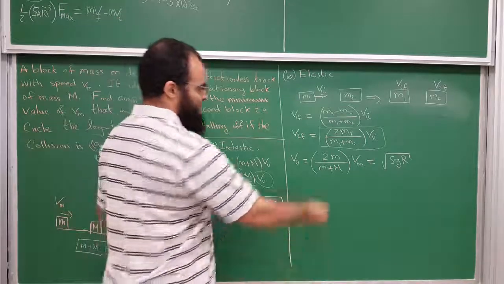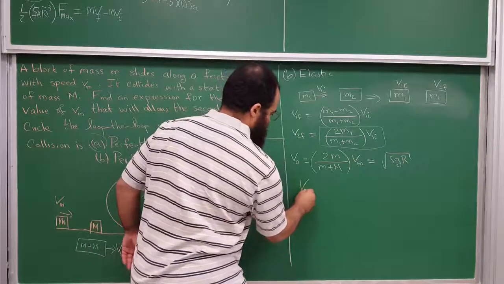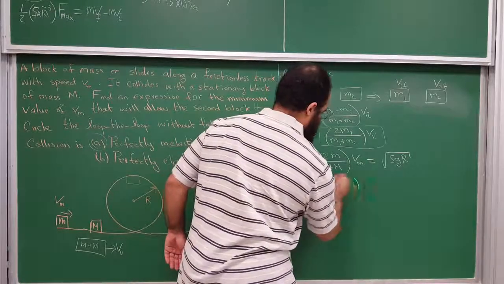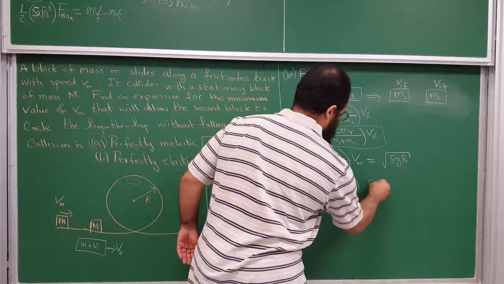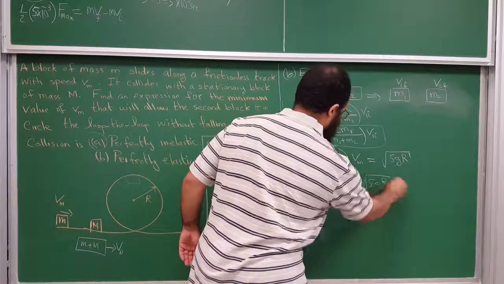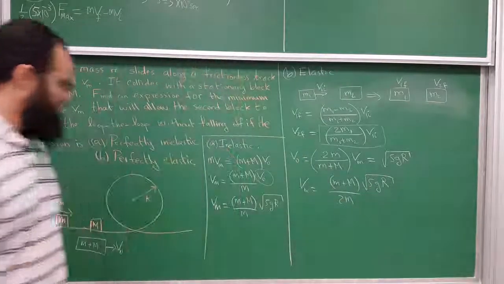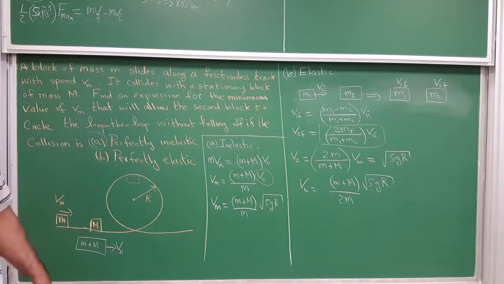Well, we can solve for Vm from this. So you get Vm will be little m plus capital M times 5gr square root divided by twice m. And you can compare them.